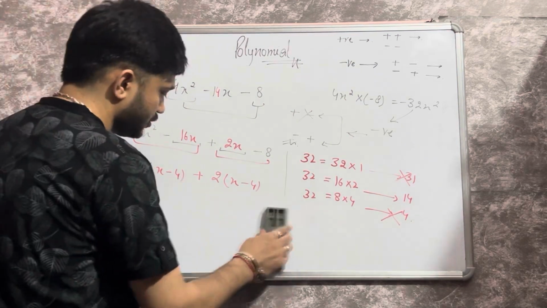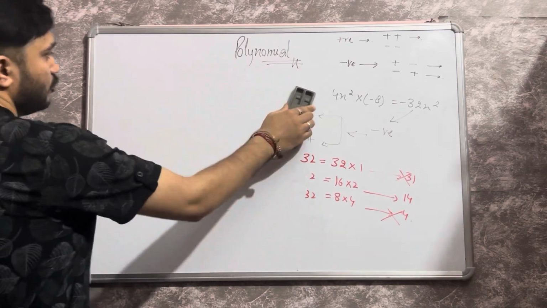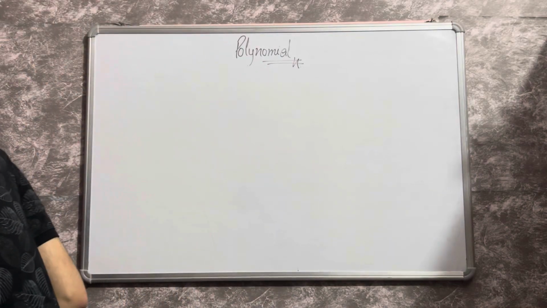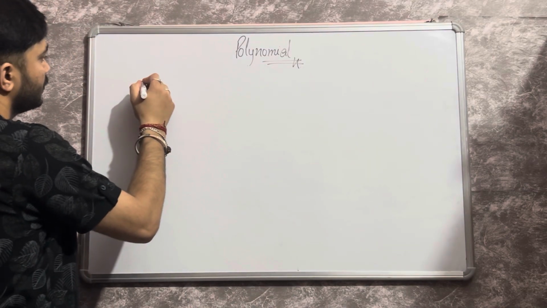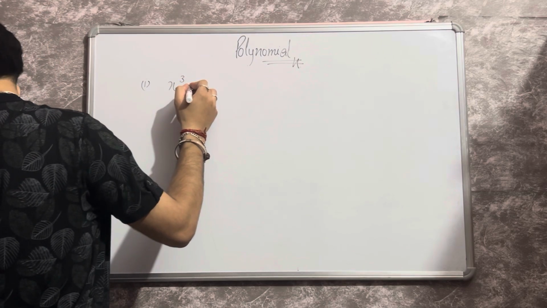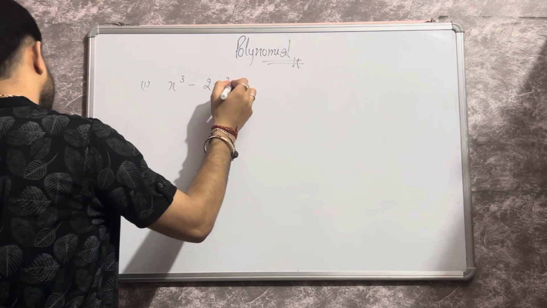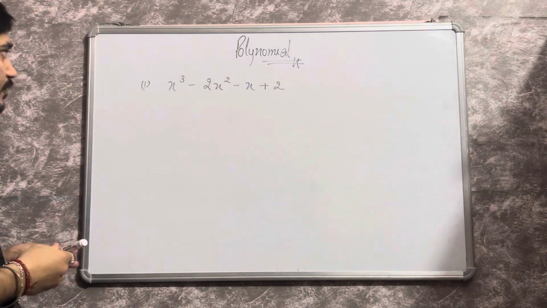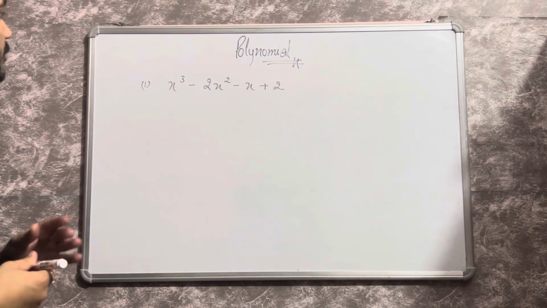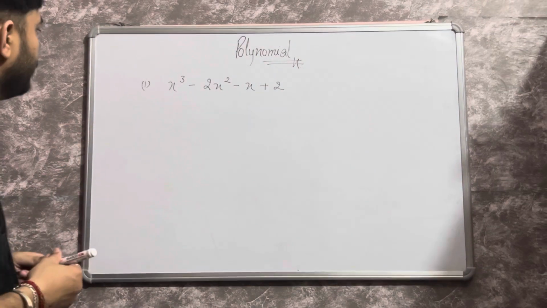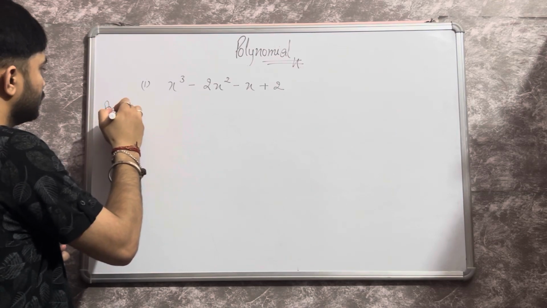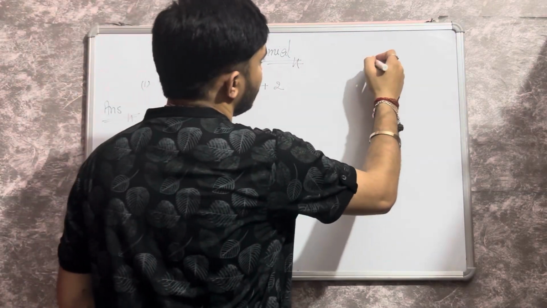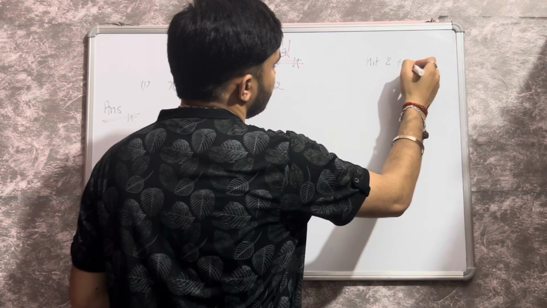Now let us move towards the next pair of questions. That is, factorize x cube minus 2x square minus x plus 2. Now we have to factorize this. It is quite hard to factorize this, so we are going to understand a new method, that is hit and trial method. Hit and trial method.